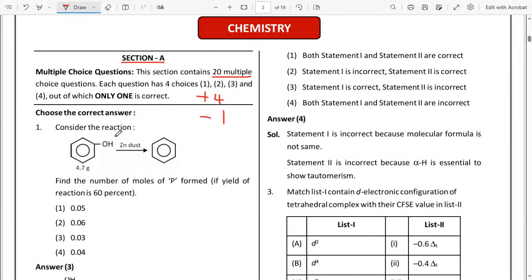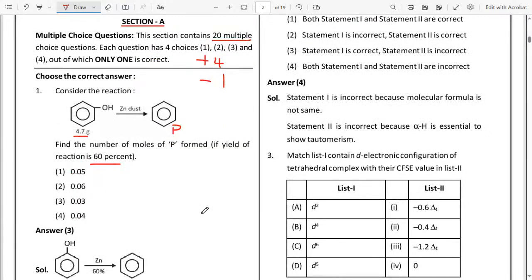Question number 1. Consider the reaction. This is phenol. How much have they taken? 4.7 grams. Upon reaction with zinc dust, it is giving benzene. So phenol upon reaction with zinc dust, reduction is taking place to give benzene. Find the number of moles of P, the product formed. If 100%, how much should it give? Less than 4.7 grams. But what they are asking is, if the yield of the reaction is 60%, then how many moles of product does it give?